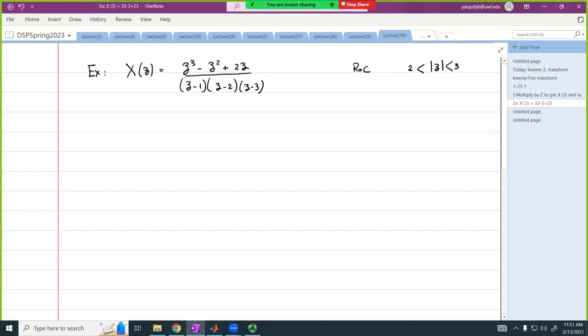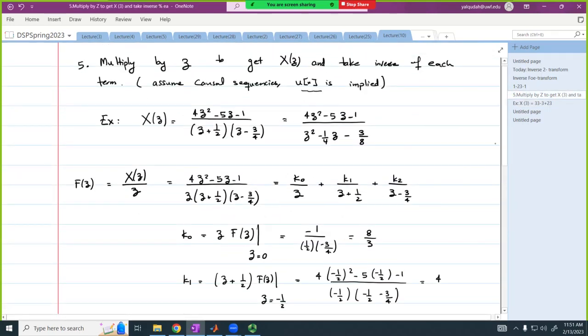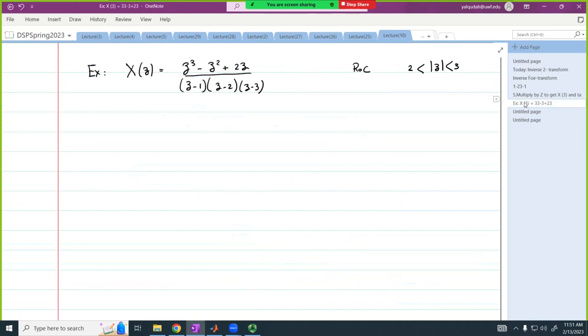Make sense, everybody, what I'm saying? The previous example, we did not have the region of convergence specified. We assumed it is right-sided by default. It's right-sided unless we specify it. So here we specified it. z is between 2 and 3.